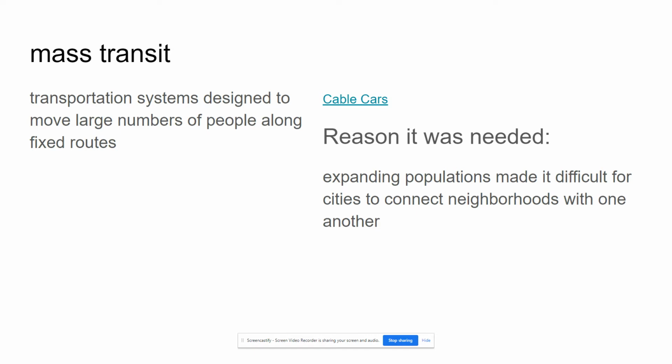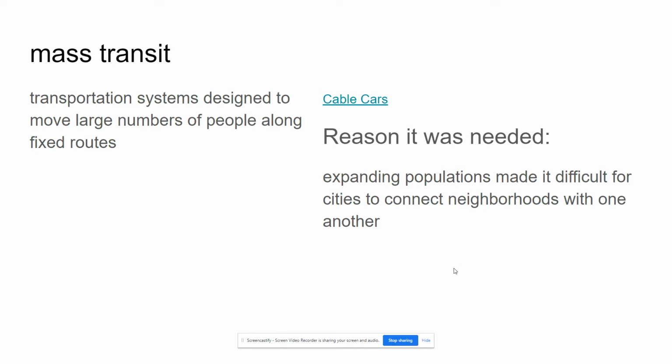First off, the reason it was needed: these populations were expanding. The problem is as your cities are getting bigger and bigger, people couldn't walk to these places anymore. Cars were pretty expensive. People couldn't afford cars. They didn't have a place to put cars. So one solution was to make mass transit.